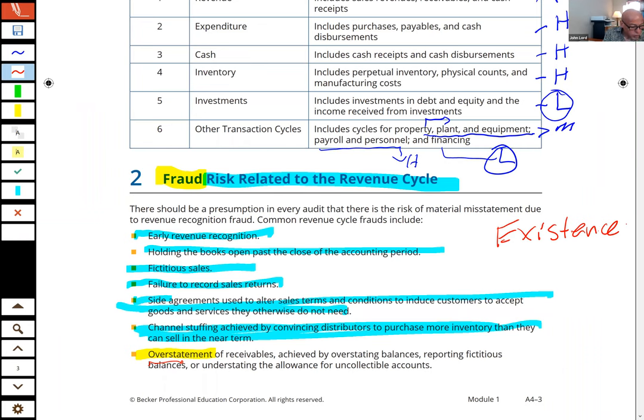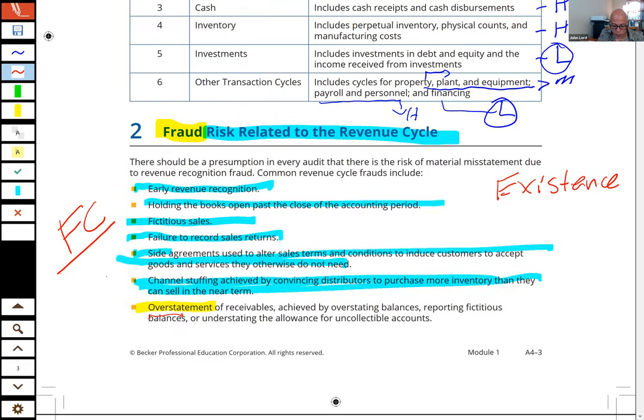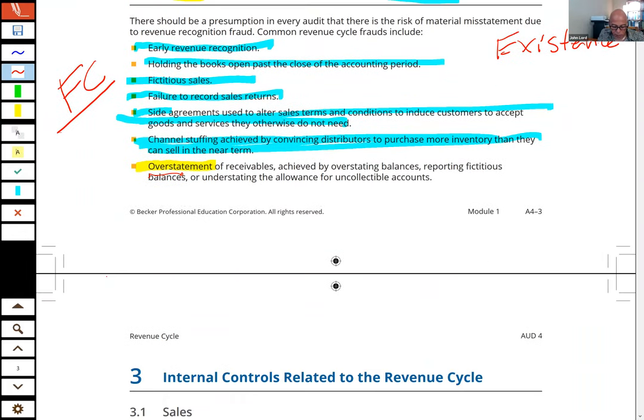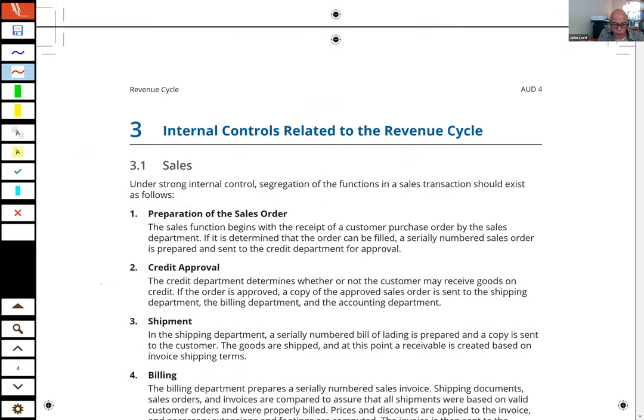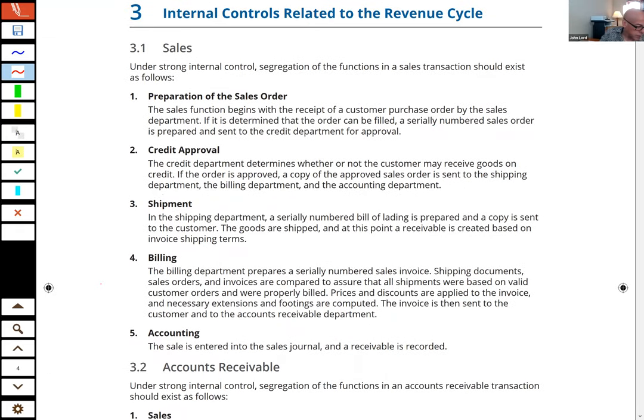Okay, good. Why don't you go ahead, guys, and flashcard these fraud risk schemes for revenue recognition, because everybody worries about that these days. I want you to have some sense of what some of these are. And just keep in mind that we're going to look for controls that will prevent overstatement in the sales. We're worried about the existence occurrence assertion primarily.